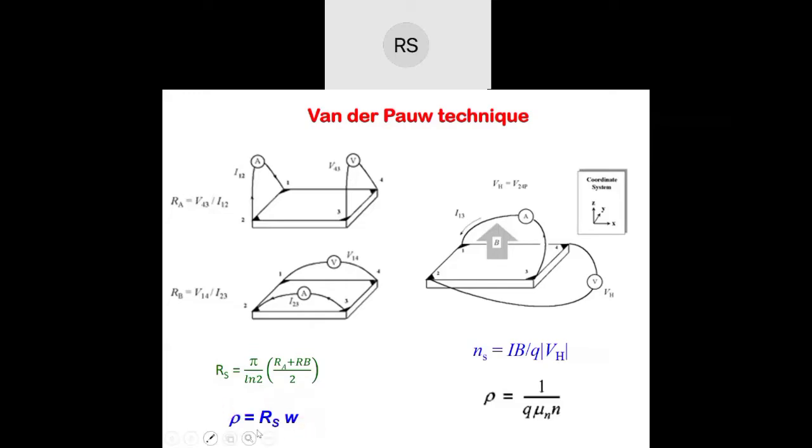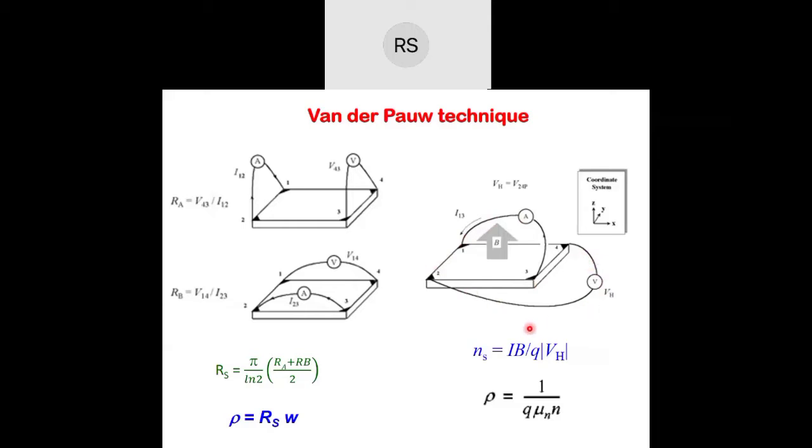Now, Hall measurements using the van der Pauw technique. You do the cross. Earlier, you were passing the current through one side and measuring the voltage across the other 2 edges. Here you pass the current diagonally through the 2 diagonal contacts and measure the voltage across the other 2 diagonal contacts. And then you measure the VH in that case.